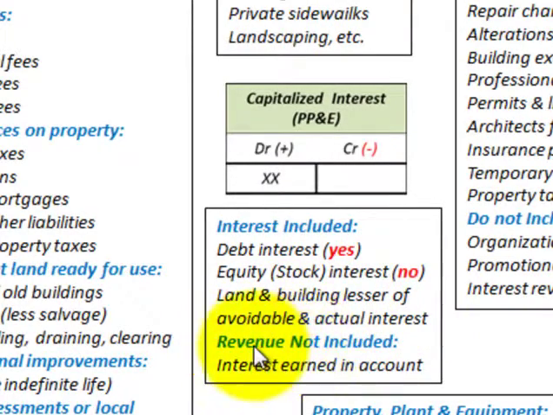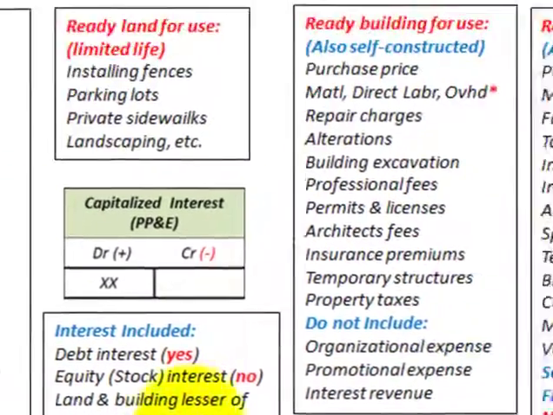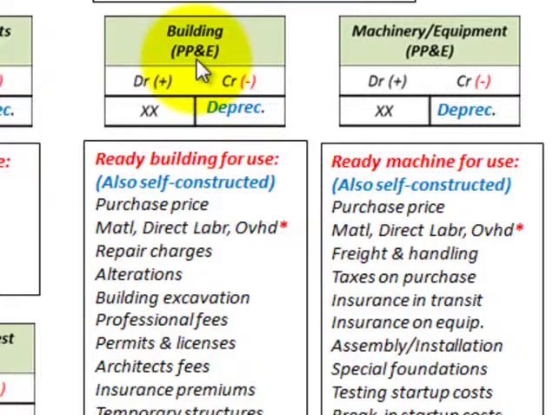And then if there's any revenue, it wouldn't be included here. Like that would be interest earned on the amount of money that we have sitting in an account until we make payments against our equipment or our plant or our land here. And then let's go up and look at our building account here.